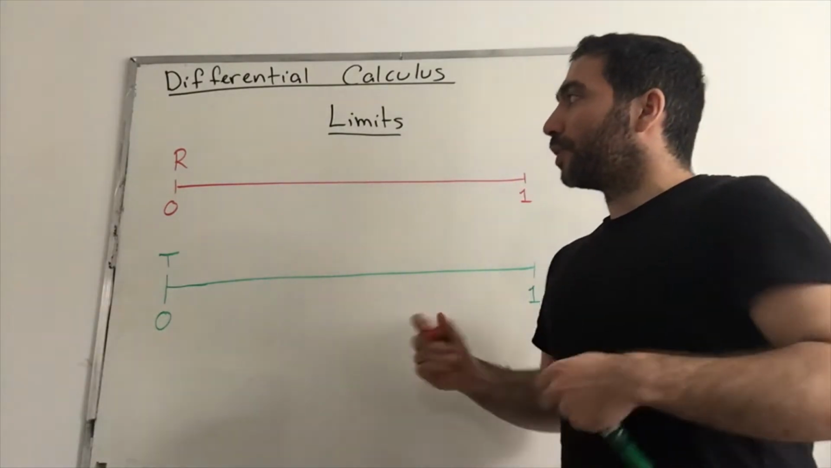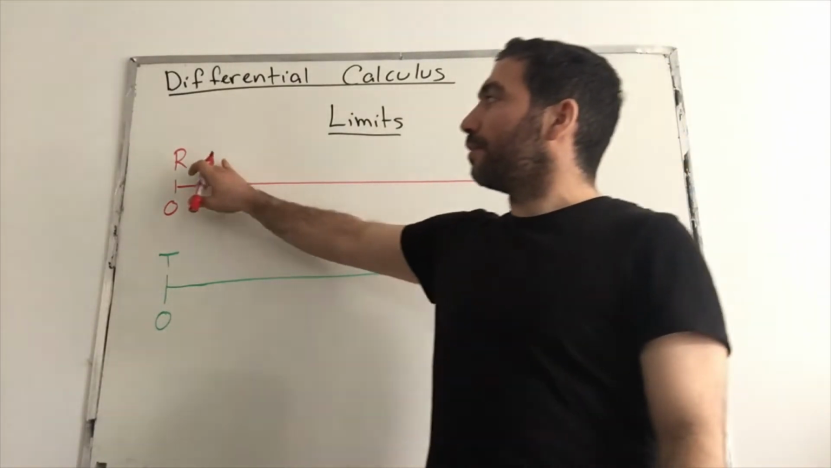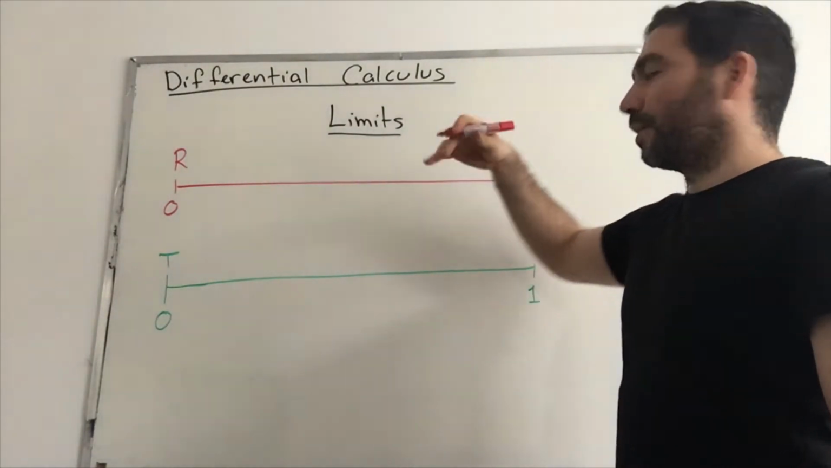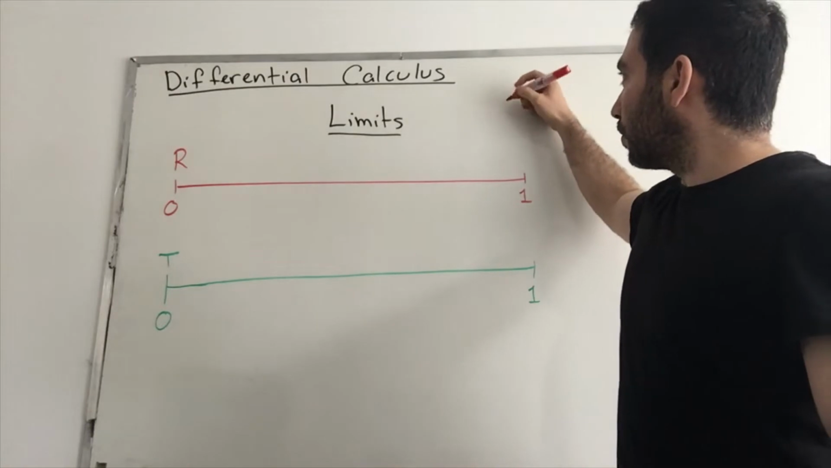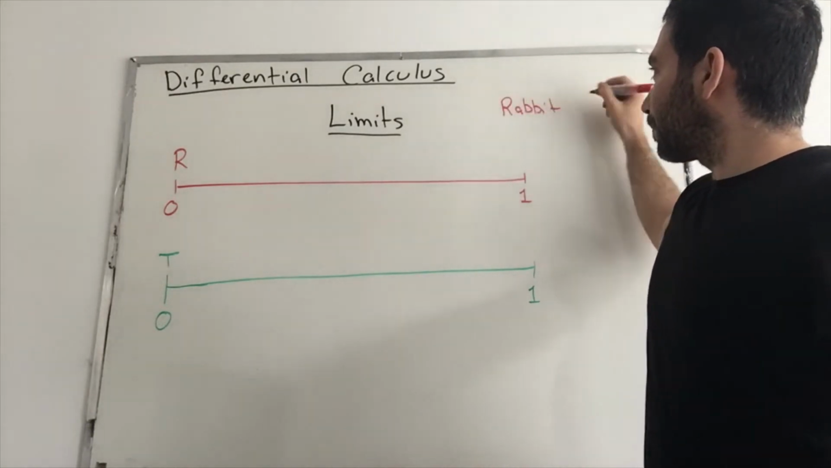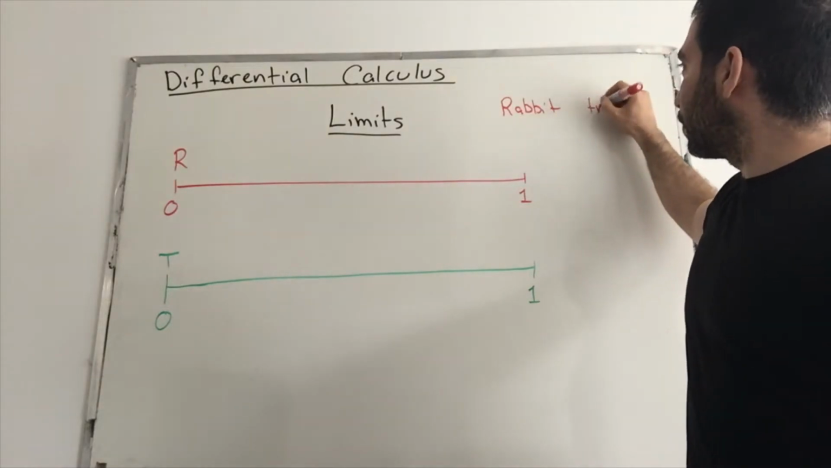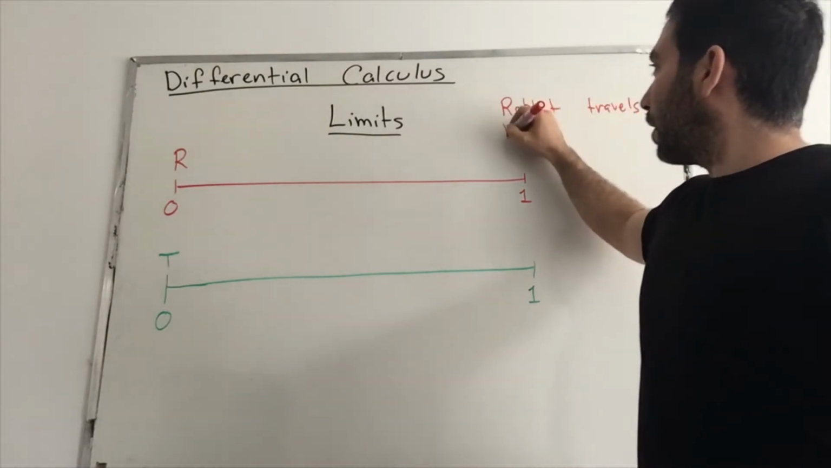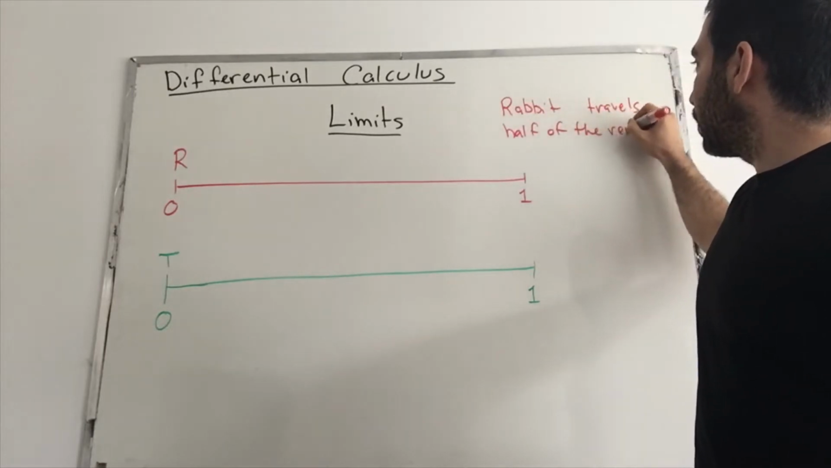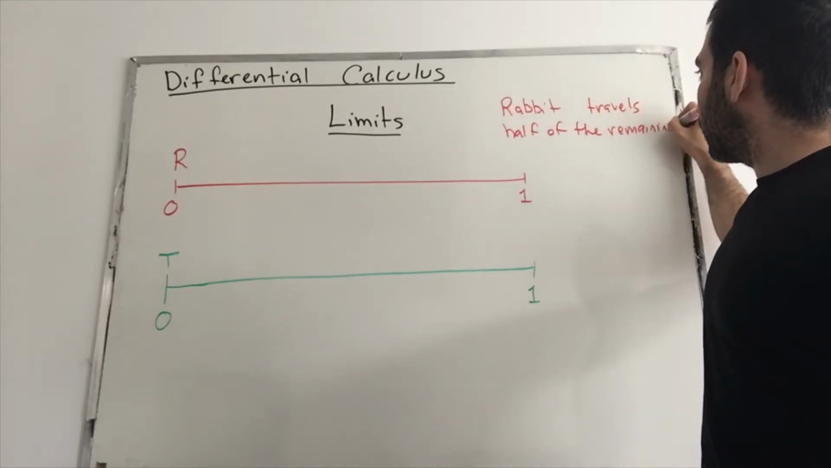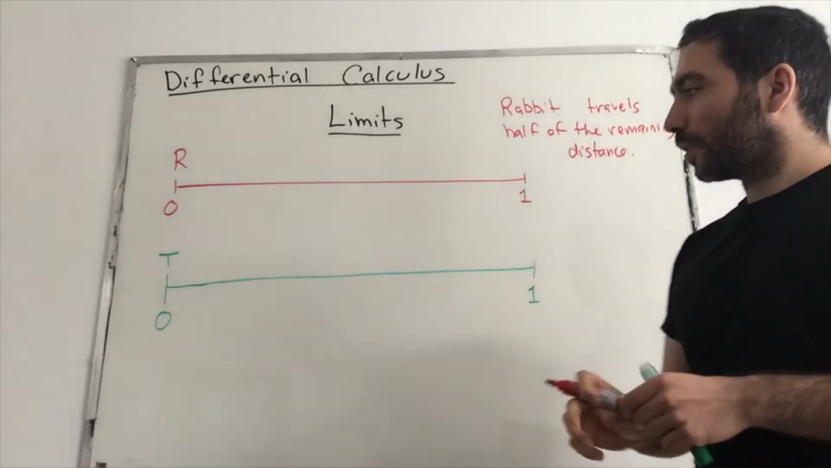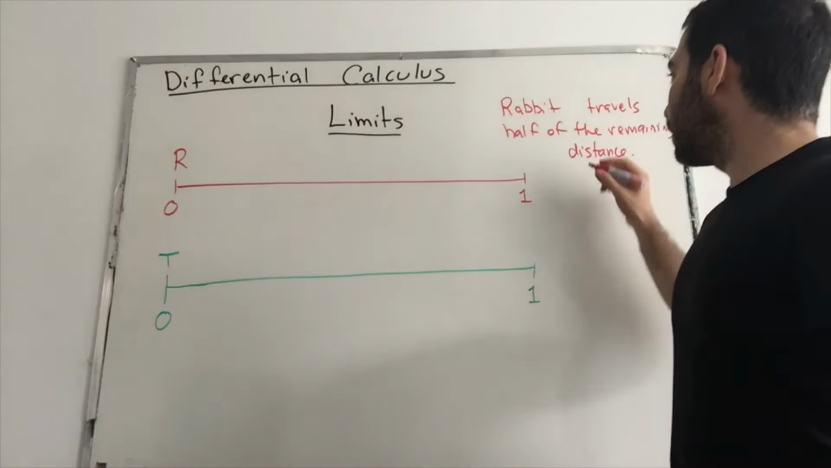So the restrictions are that the rabbit in red travels half the distance each minute, let's say. So the rabbit travels half of the remaining distance. Okay. Let's say per minute.